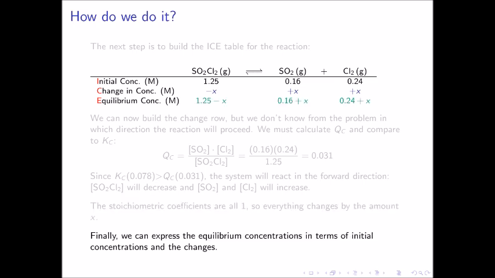Finally, we can express the equilibrium concentrations in terms of initial concentrations and the changes. Again, we just read down each column and do what they tell us to do. For the sulfuryl chloride, we begin with 1.25 molar and we subtract off x, giving us 1.25 minus x for the equilibrium concentration. For the sulfur dioxide, we begin with 0.16 and add x, giving us 0.16 plus x. And lastly, for the chlorine, we begin with 0.24 molar and we increase by x, yielding 0.24 plus x.